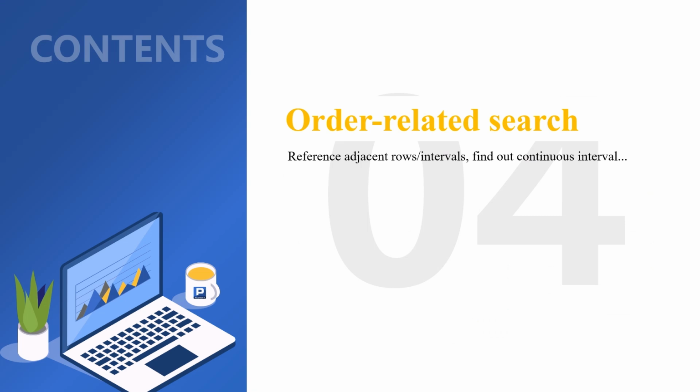Order-related search. Sometimes we need to filter data by comparing with adjacent rows or adjacent intervals, such as changes in stock price, growth in sales, etc. In this section, we will talk about order-related search and filtering. 1. Search by adjacent rows.